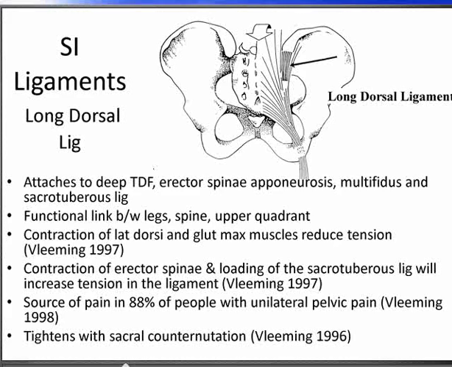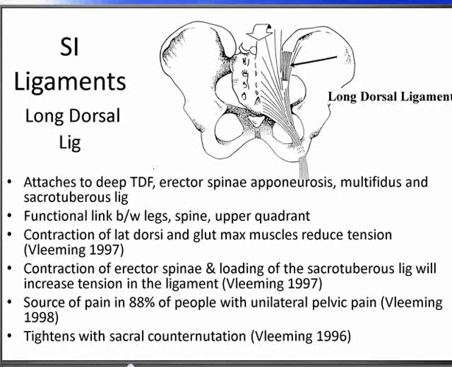So one of the clinically relevant components with this ligament is that some research that's been done by Vleeming et al., and it dates back to the late 90s, is that they found this to be a source of pain in 88% of people with unilateral pelvic pain. So people who came with unilateral pelvic pain, typically posterior SI joint pain, would notice that this ligament was a sensitive structure. And in 88% of those people, this is the ligament that was sensitive.